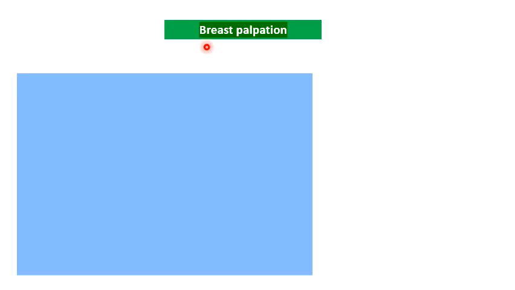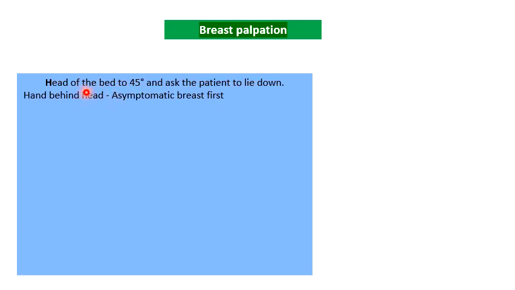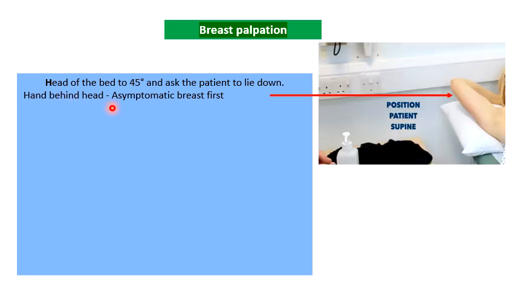Okay, the next part of the examination is the most important. It's called the breast examination, and this is done with the patient lying with the head of the bed at 45 degrees, and I ask the patient to lie down with the affected hand behind the head. Usually it's better for you to examine the asymptomatic or the normal breast first. Here, this is the position. The patient is lying propped up at 45 degrees, and the breast will be exposed here.